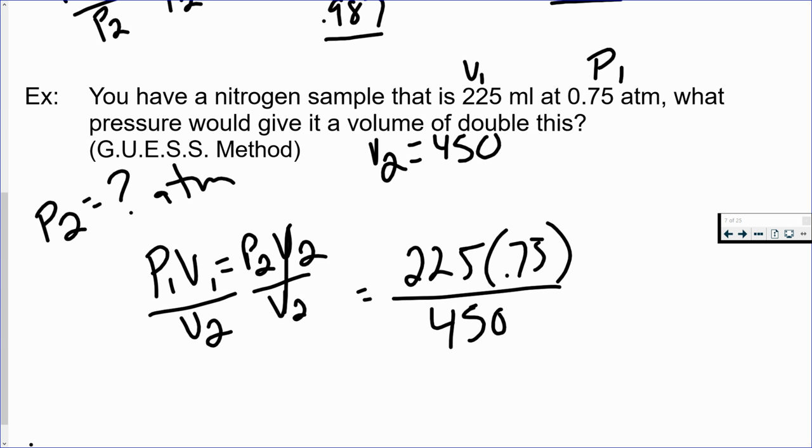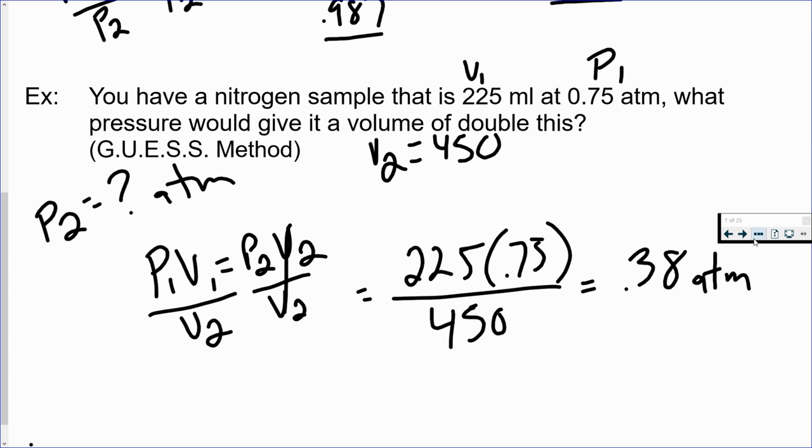Now on this one, since they told us that the volume was doubled, you should have an idea that your pressure should be half of what it initially was, giving us a final answer of 0.38 atmospheres.